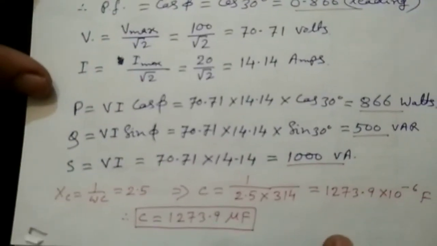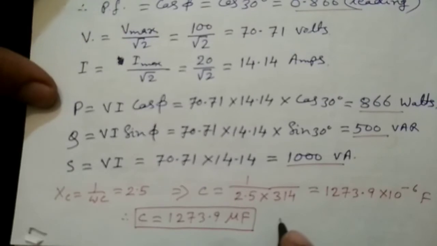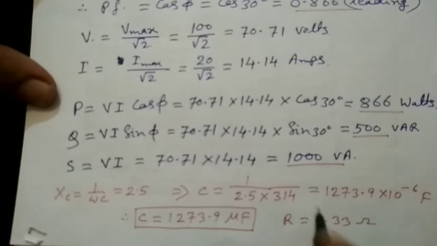And we have already calculated the resistance of the circuit, and it was 4.33 ohms. So these are the circuit elements.